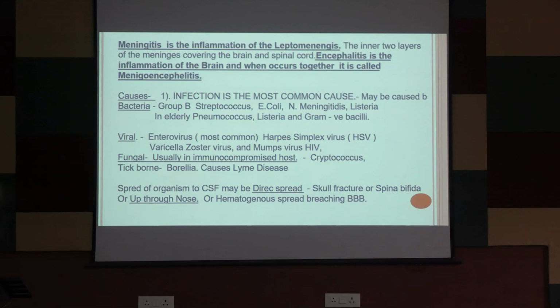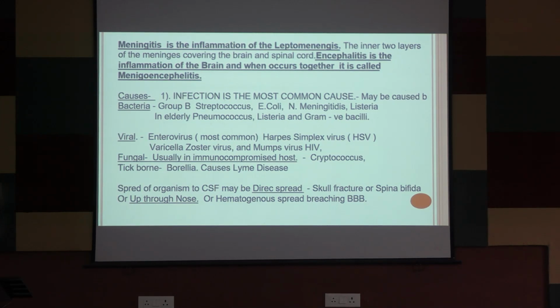Cryptococcal meningitis is also very common in HIV patients. Now, how does the organism spread into the CSF? I have already told you that after entering the blood, the organism cannot enter the brain or meninges unless it breaches the blood-brain barrier. So the blood-brain barrier can be breached in these ways.